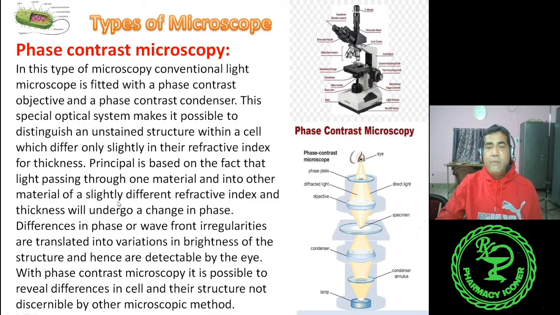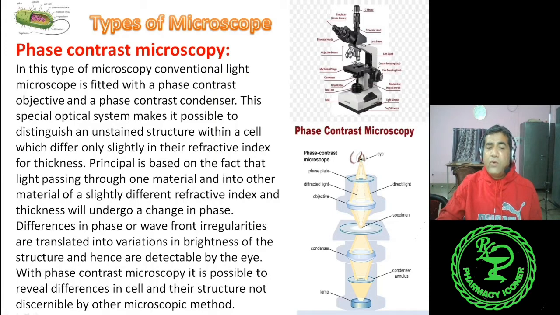That is, the bacterium is colorless, its cell wall is almost colorless, the cytoplasm is colorless, and the internal organelles are colorless or of the same color. So how to distinguish them? The only difference is between the cytoplasm and cellular organelles, let's say the nucleoid. The nucleoid is slightly denser or thicker than the cytoplasm. So that difference is detected. That is, a slightly different refractive index and thickness will undergo a change in the phase.